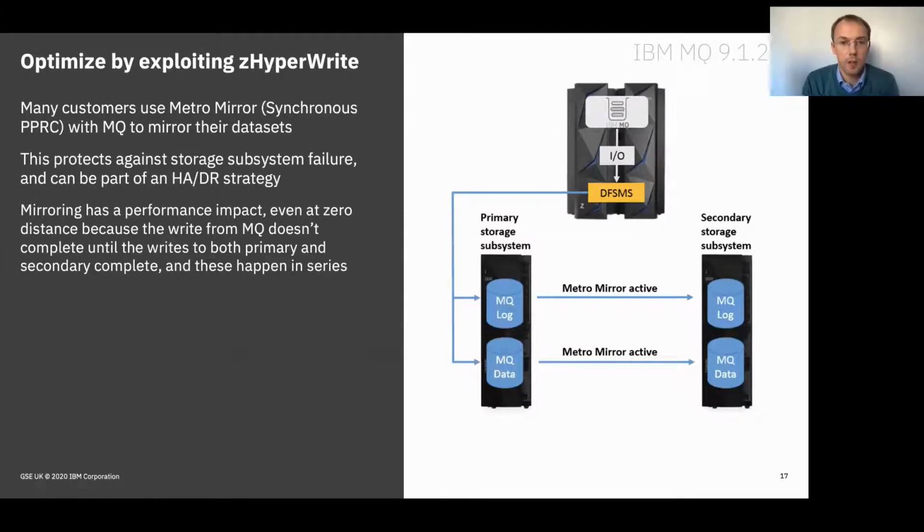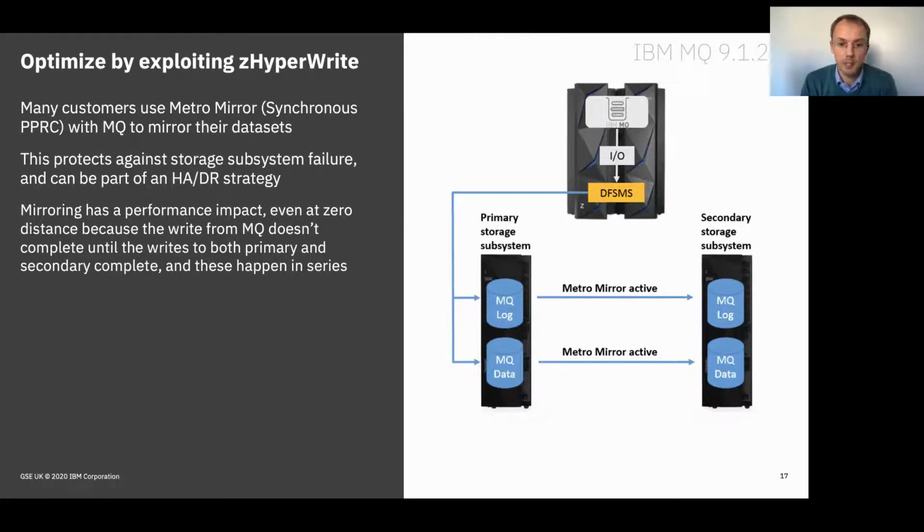On z/OS, one of the features that we added in 9.1.2 is support for HyperSwap. HyperSwap is a feature of the z/OS platform that allows you to extend Metro Mirror to replicate your data to a second location. So with Metro Mirror, data is written first to the primary location, and then it is sequentially written to the second location for availability reasons, such as a disaster recovery backup.